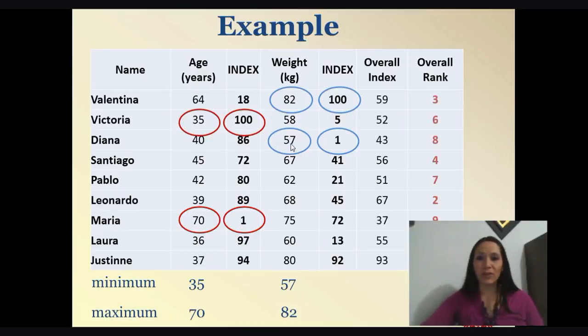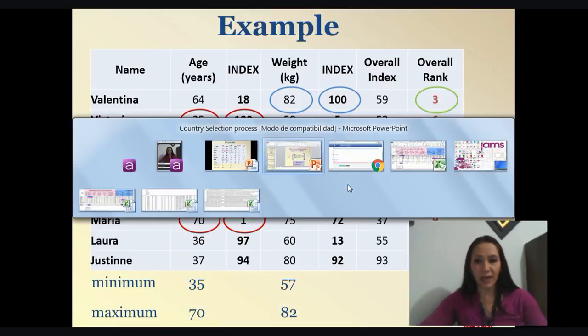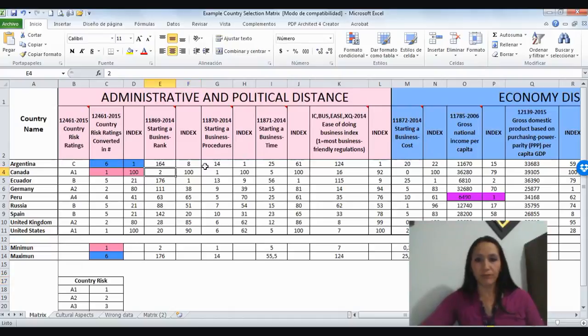Okay. After that, we are going to do the calculation of the overall index. What is the overall index? It is an average of all the indexes that I have. In this case, I have 2 indexes, so I'm going to do the calculation of 18, for example, plus 100, and divide it by 2 because we have 2 indexes, and that is going to be the result. For this we are going to see it in Excel with the formula.